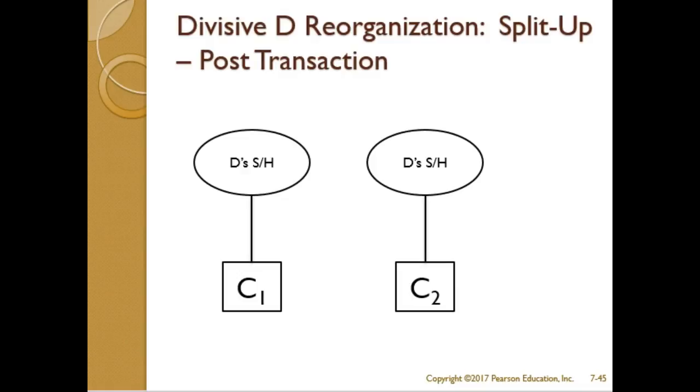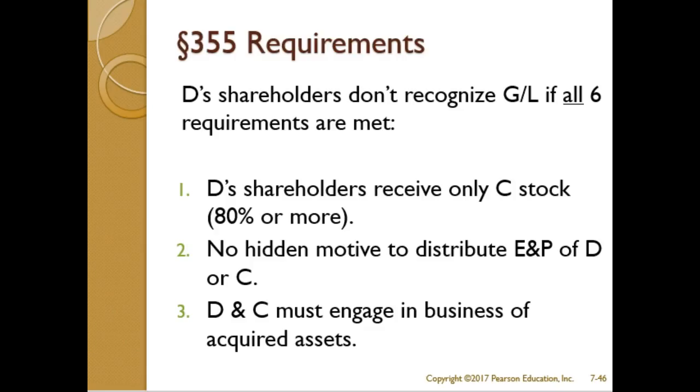So for this D reorganization, the following six requirements have to be met in order to not recognize gain or loss. They only receive C stock, no hidden motive to distribute E&P of D or C. D and C must engage in business of acquired assets, meaning they can't just transfer assets for no business reason. We've talked about this before.